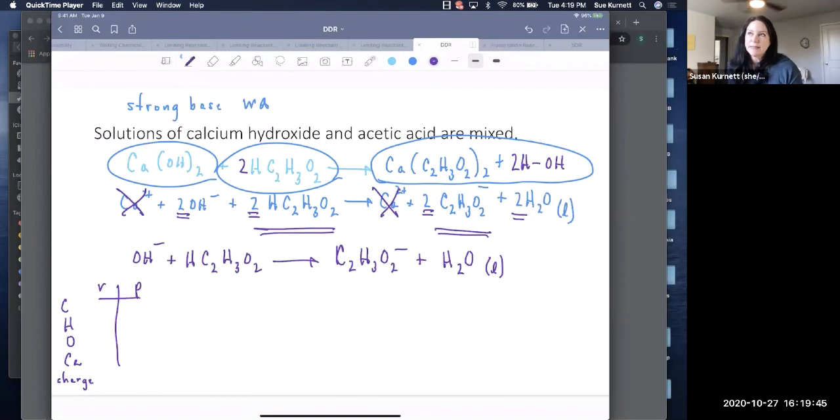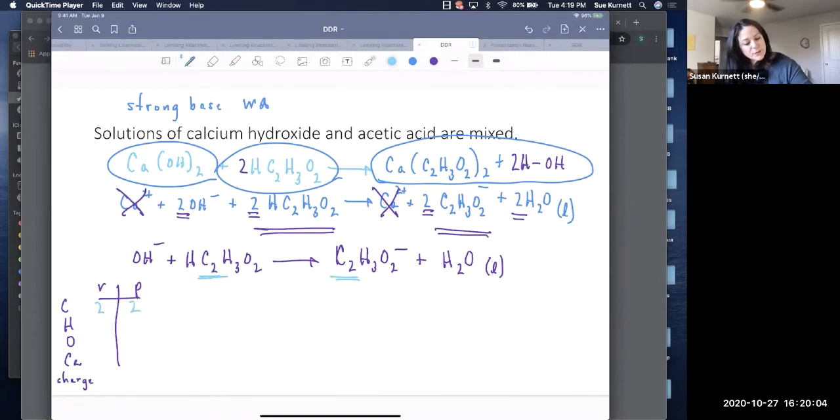Yesterday, when I did precipitation reactions, it just worked out that we always had 0 on the left and 0 on the right, but that's not going to be true this time. Okay, so I'm going to start adding things up. How many carbons on the left? 2. On the right, 2.